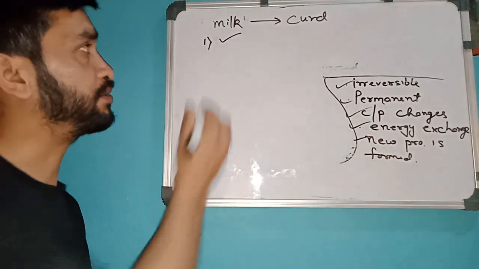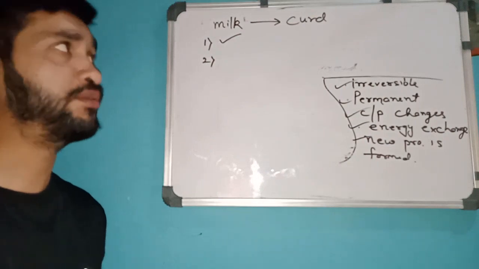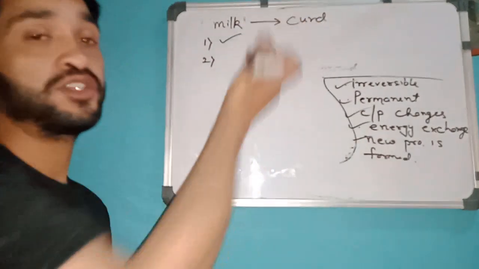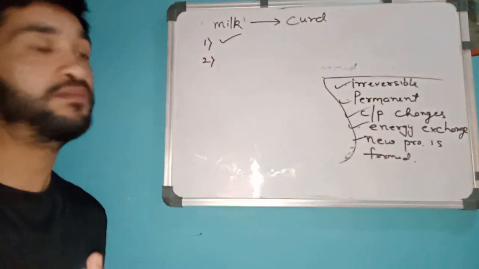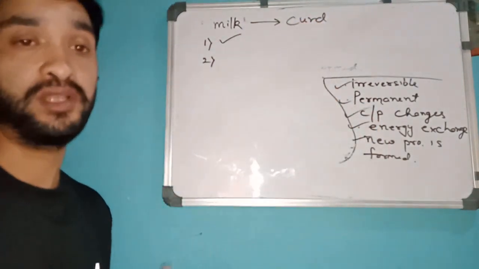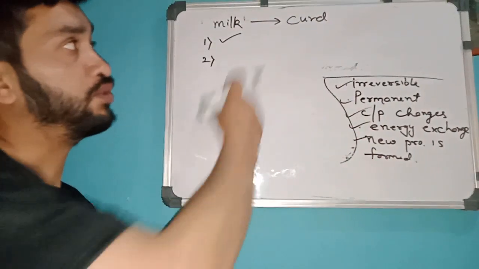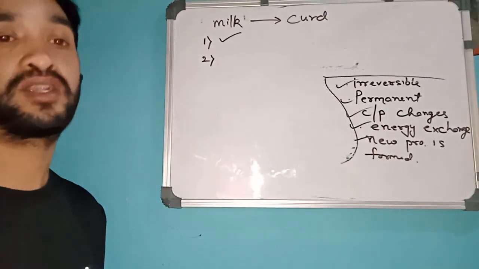Chemical changes are irreversible. Second, is it a permanent change? Definitely it's a permanent change. If curd cannot be reversed back to milk, it means it's a permanent change only. Otherwise, if curd could be reversed to milk, then this would have been a temporary change. But this is not a temporary change. Once you get curd, you cannot convert it back to milk.